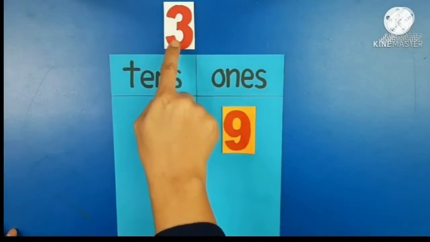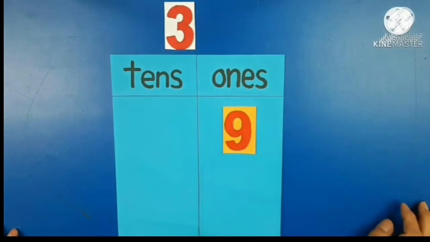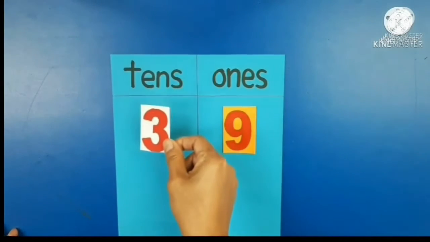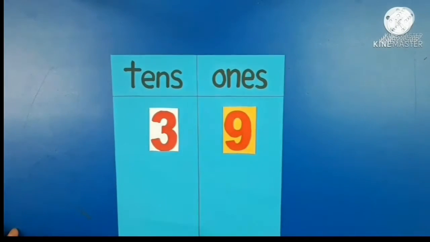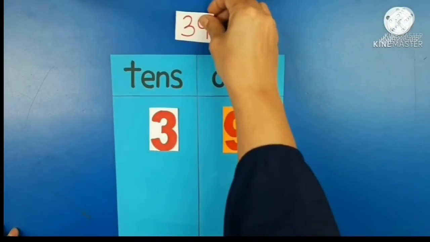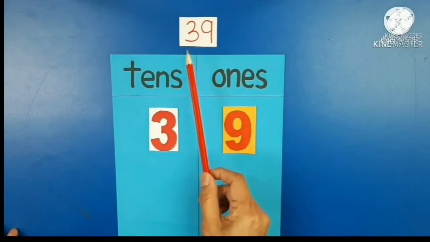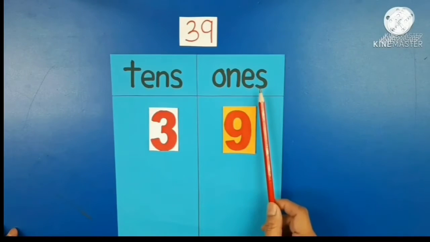What about number 3? Is it in column tens or column ones? Tens. Good job. 3 is in the place value of tens. Therefore, 39 is 3 tens and 9 ones.